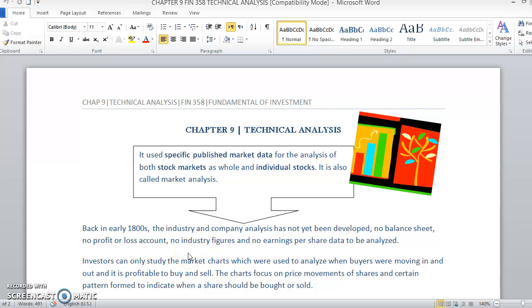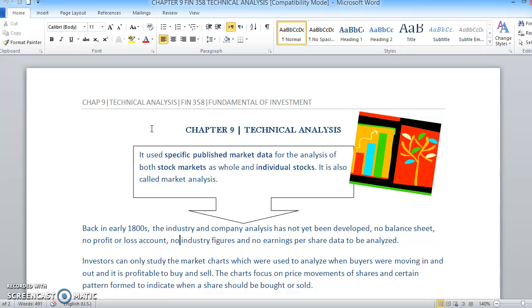We are going to continue in chapter 9. So this is the first video for our chapter 9 on the technical analysis. Previously in chapter 8 we have learned about fundamental analysis. So fundamental analysis is more towards understanding the economic, industrial, and the company's factor, which contributes to the common stock buying and selling.